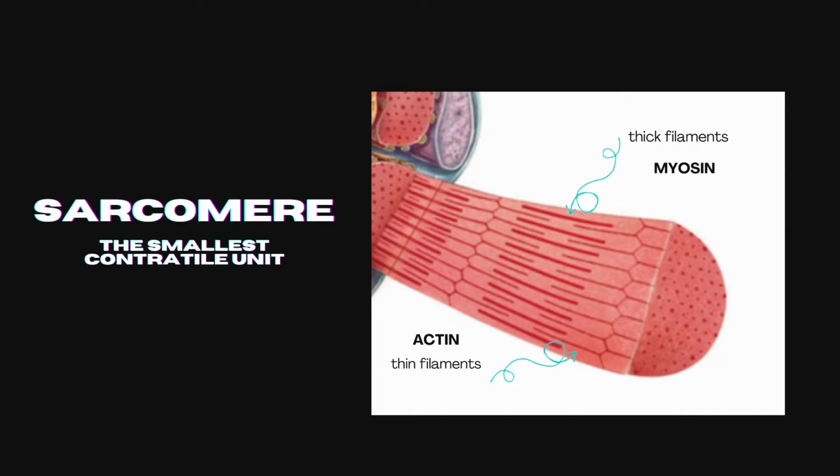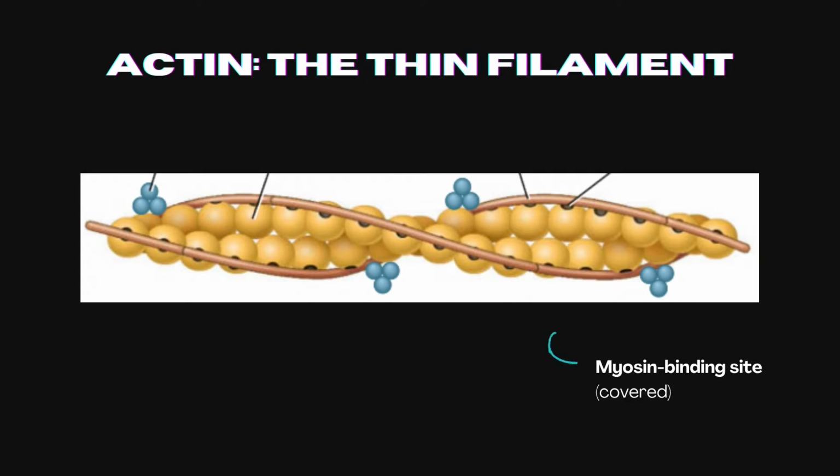A sarcomere contains both thin filaments called actin, which are made up mostly of 2 twisty and light actin strands, and thick filaments called myosin, which are composed of thicker myosin strands. Actin, the thin filament, consists of actin molecules that form an actin filament and are twisted into a helix. Each actin molecule has a myosin binding site where the myosin head can attach.